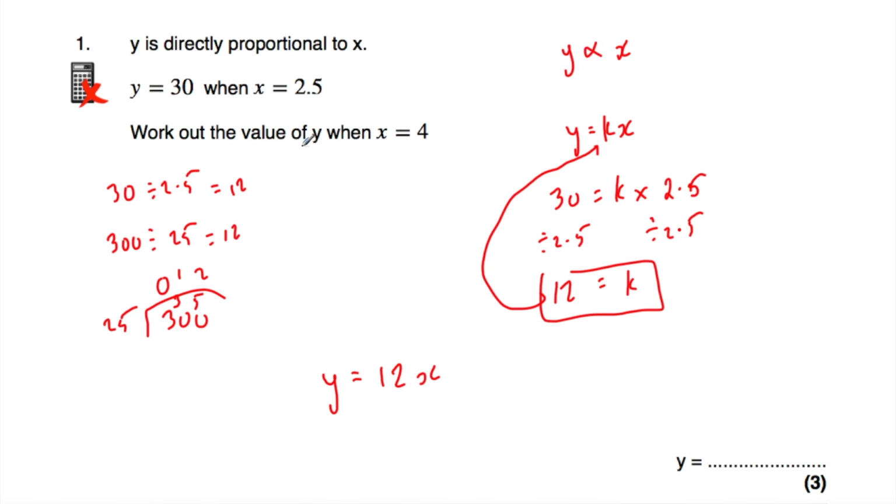In the question, we're asked to work out the value of y whenever x is equal to 4. Now you can just substitute that back into here, and you're going to get that y is equal to 12 times 4, and 12 times 4 is equal to 48, so y is equal to 48, and that's it. So we've worked that out.